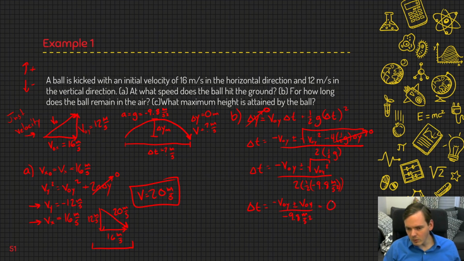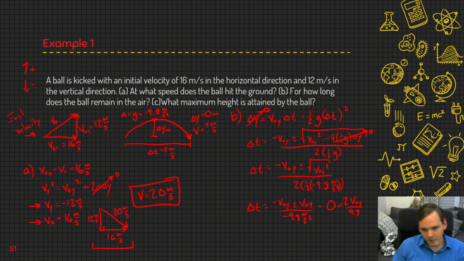So this will either equal 0 or 2 v naught y over 9.8. And I should have left that as a g, but you get the picture. So we get two answers, and this makes sense because when will it have changed no height? Well, either at the initial time when it hasn't moved, or after it's flown through its path, so we should get a different time. I'll let you calculate that out on your own.